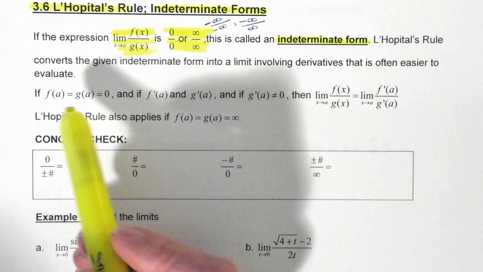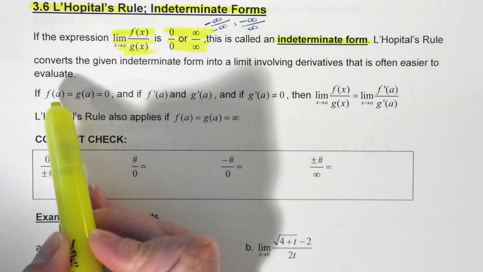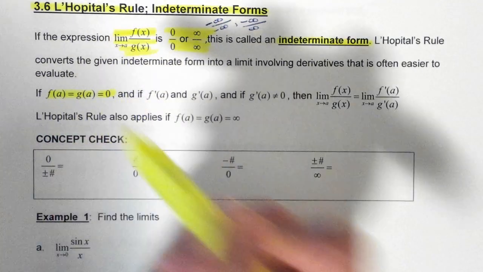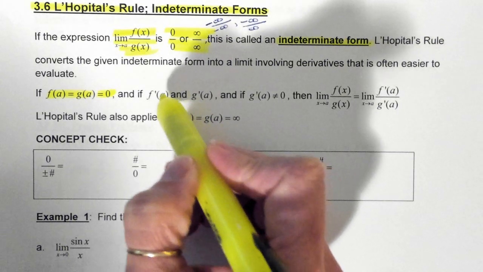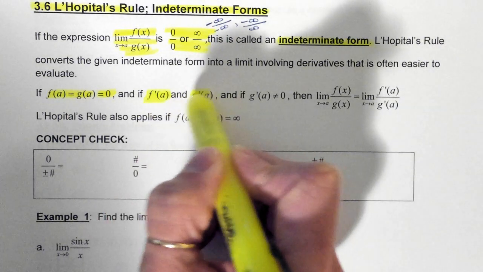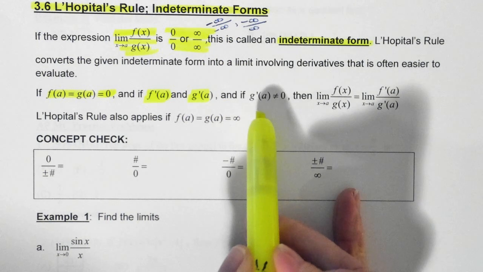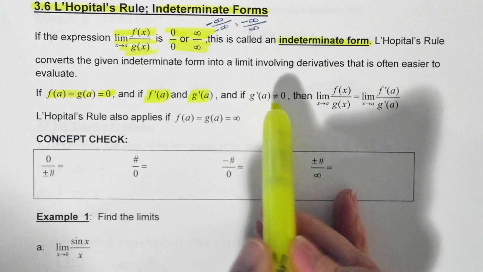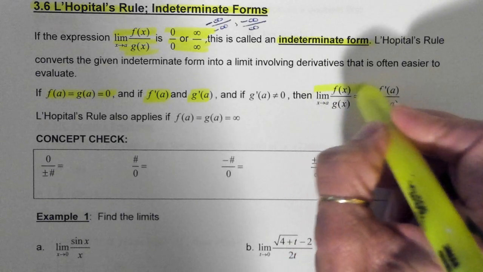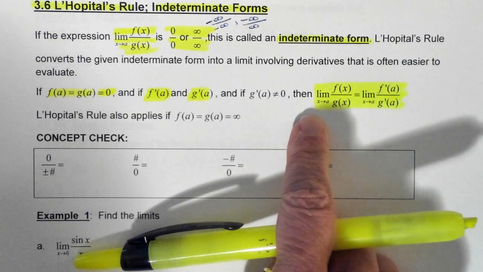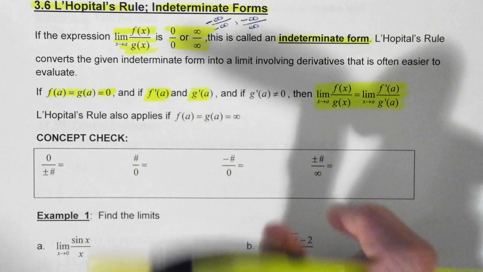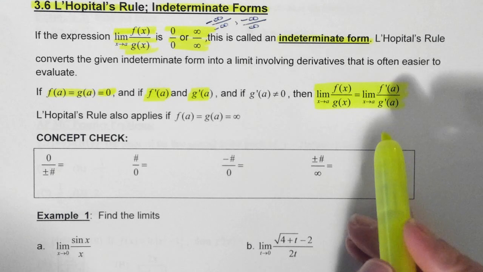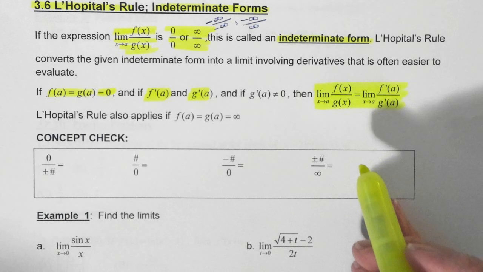Okay, so what they're saying here is that if you plug in whatever your a value is as x is approaching that value to your function f and to your function g, and you get 0, and if you can evaluate f prime of a and g prime of a, and as long as the derivative of your denominator's function evaluated at that value is not 0, then in order for you to evaluate the limit as x approaches a of this given quotient, you can take the derivative of the top independent of the derivative of the bottom and then resubstitute.